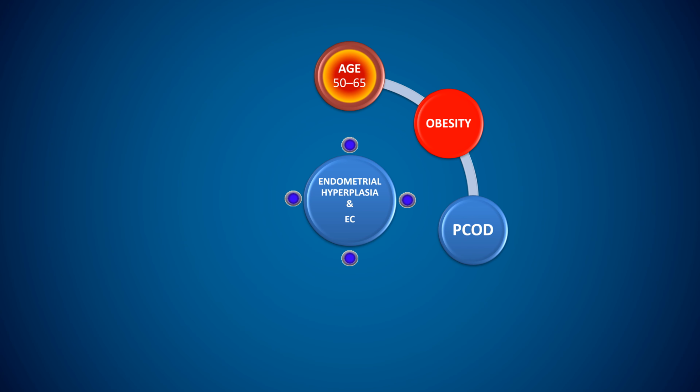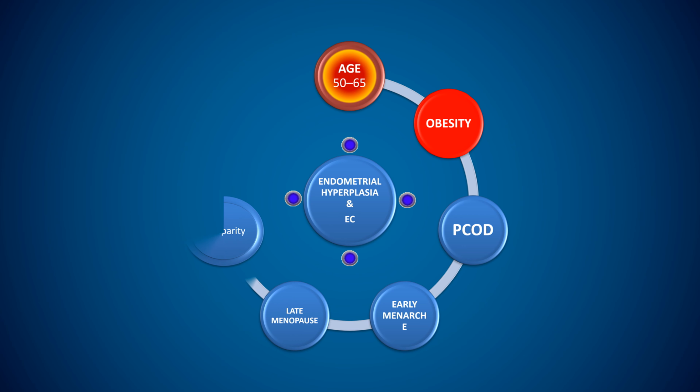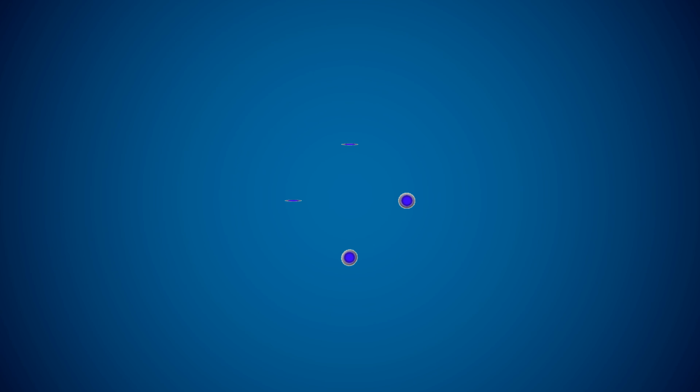What are the other risk factors for hyperplasia and endometrial cancer? Polycystic ovarian syndrome, early menarche, late menopause, nulliparity, and infertility.